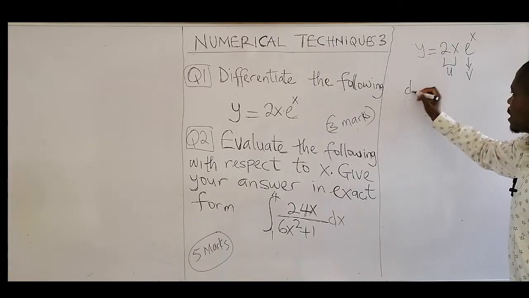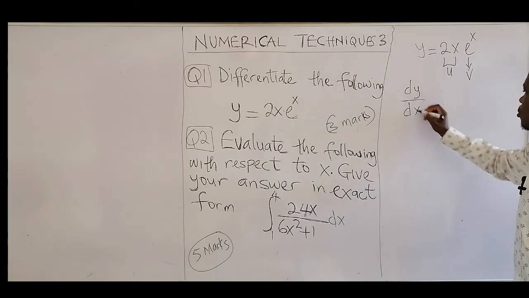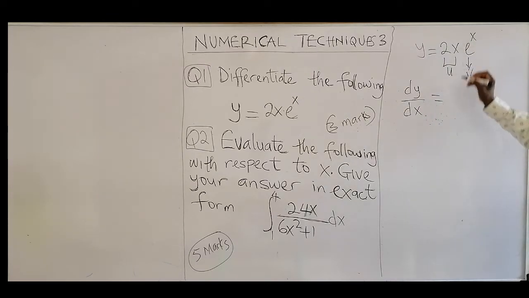So dy/dx will be equal to, you take one constant, we can take this 2x constant and differentiate the other function, then plus the one you are differentiating here, you can keep it constant and differentiate 2x. So that will be equal to what? If you differentiate 2x, that will be 2. So this is a product rule.